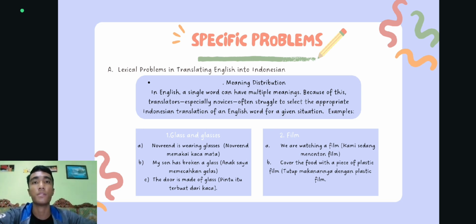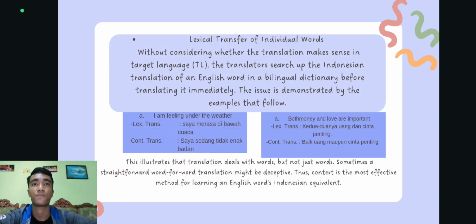The second example, film. A. We are watching a film. "Kami sedang menonton film." B. Cover the food with a piece of plastic film. "Tutup makanannya dengan plastic film." Here is one word in English, but in Indonesian it has two different meanings, film and plastic film.